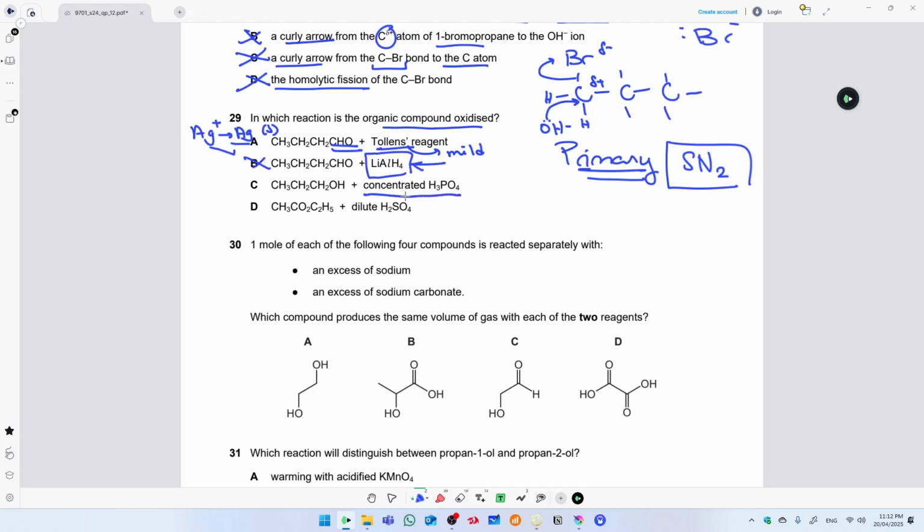Concentrated H3PO4. So when you remove H2O from alcohols and you dehydrate them, it's not really an oxidation or a reduction. It's like both are happening, so it's an overall balanced. We don't really call it oxidation or reduction. CH3COOC2H5 plus dilute H2SO4. So this is the hydrolysis of the ester, and it's not oxidation.